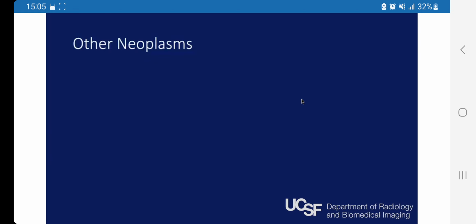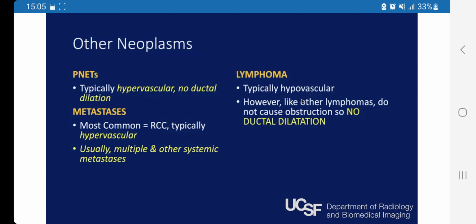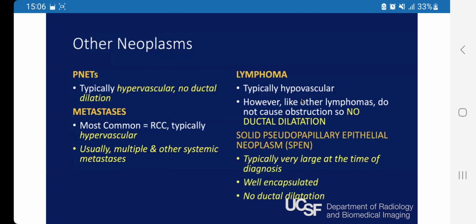Other tumors can mimic PDAC as well, such as pancreatic neuroendocrine tumor. They're usually hypervascular, and there is no ductal dilatation. Or metastasis, which again has no ductal dilatation, RCC being the most common, also being hypervascular. Also, seeing other metastases in the body can lead us to that diagnosis. Lymphoma is usually hypovascular and can mimic PDAC in that fashion. However, it does not cause obstruction of the duct, and again, we may see involvement of other organs. More examples on that coming soon.